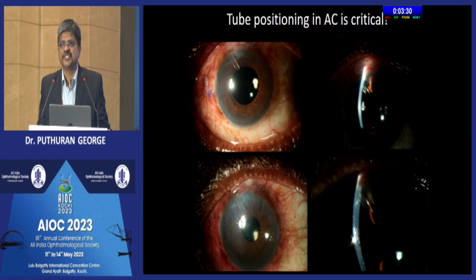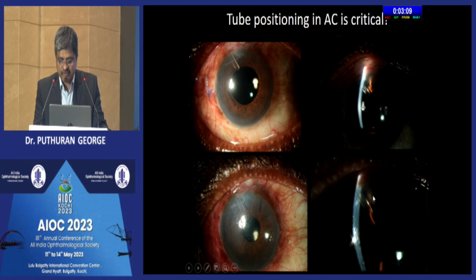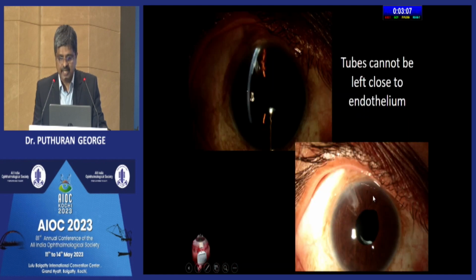Again, tube position in the anterior chamber is critical. You just cannot see on a cursory glance; it looks like everything is fine. But here, if you make a slit, the slit on the tube is very close to the slit on the cornea, and the distance between the iris and the tube is much more than what is ideal. It should be as close, and no wonder over a period of time the cornea started decompensating. It just cannot be left close to the endothelium.